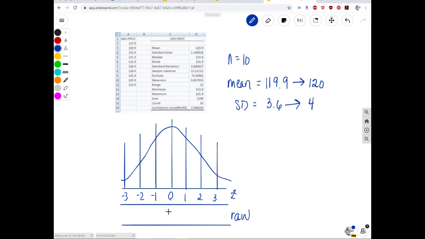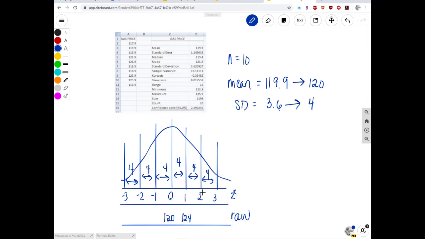Okay, so what is this saying? This is saying that the mean is right here, 120, and each of these distances is 4. So if this is 120, then the raw score equivalent of a z-score of +1 is going to be 4 more than 120. So that's going to be 124.